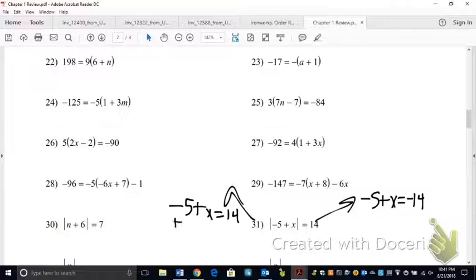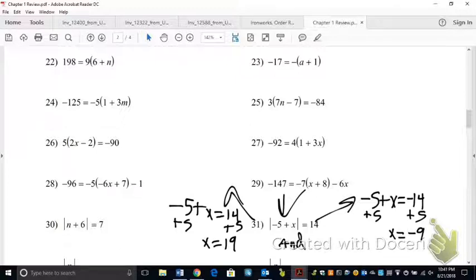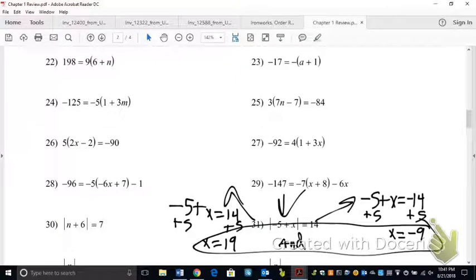So over on the left-hand side, I'm going to add 5 to both sides, and I get x equals 19. Now notice that because it's absolute value, as long as that term inside the absolute value is 14 away from 0, this is going to be true. So it's true for negative 14 and positive 14. So we're going to have an and here. Both of these answers will make this true. We add 5 to both sides over here, and we get x equals negative 9. So when x equals 19 and x equals negative 9, that's a true statement right there.